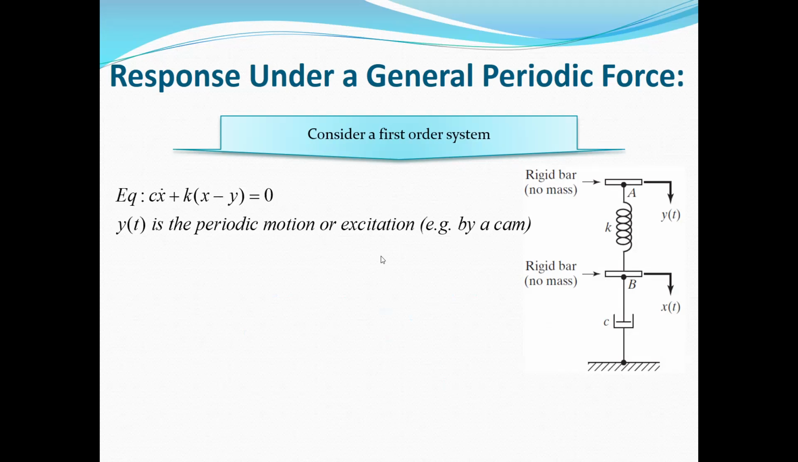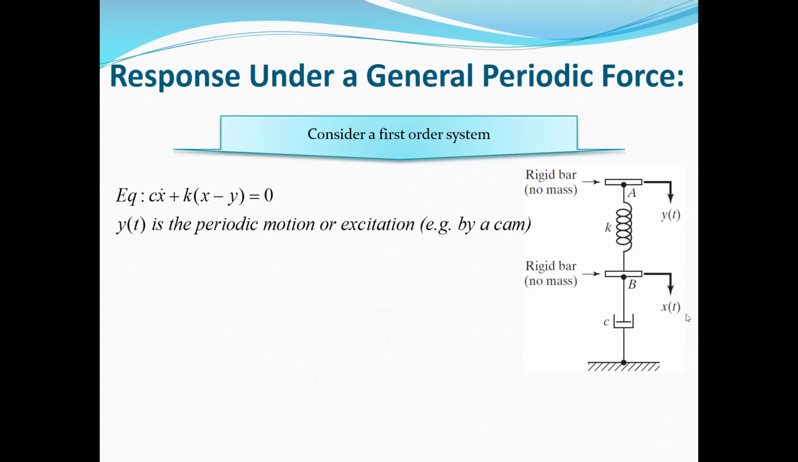So if you write the equation of motion, we will have c x dot plus kx minus ky is equal to 0. Here we don't have any mass, so we don't have any acceleration. So on the right hand side of Newton's second law, we will have 0 because the mass is 0. So this is the equation of motion.